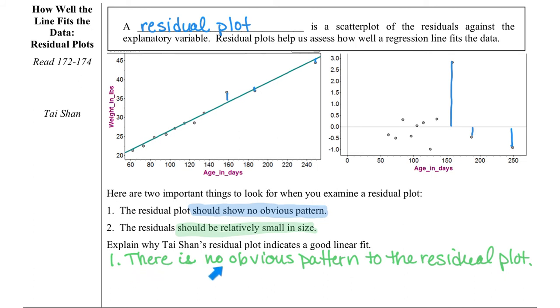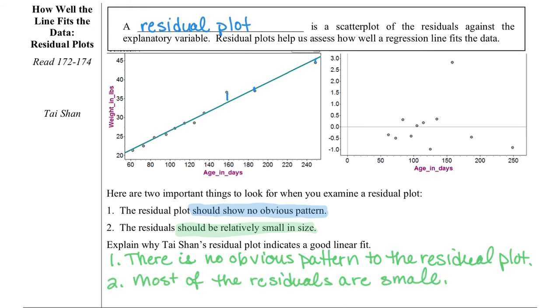First, there is no obvious pattern to the residual plot. When I look at this residual plot, I really don't see a pattern. There's no shape. Don't go looking for a shape. If you don't see any shape right away, don't go hunting. Don't say, hey, this kind of looks like a sine curve. No, it's good. It's very obvious when it does have a shape, so don't go hunting for one.